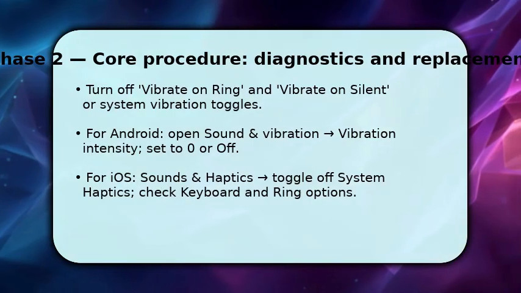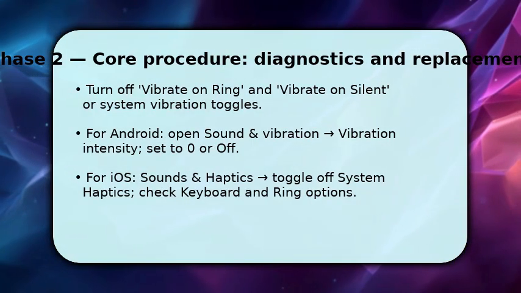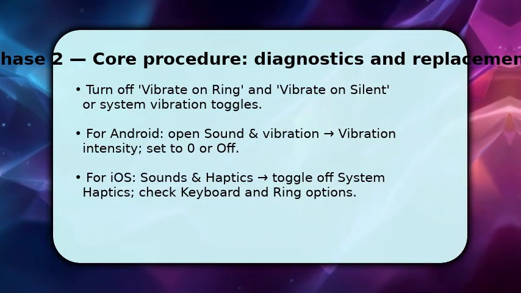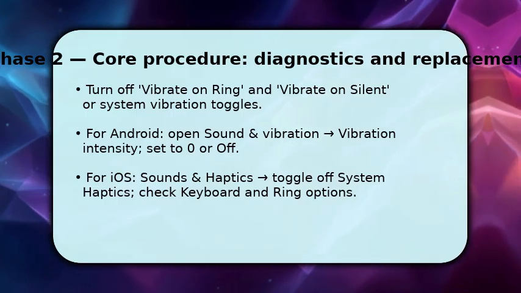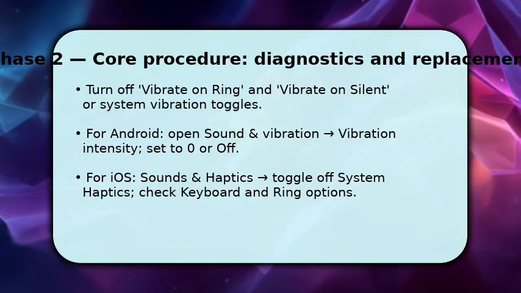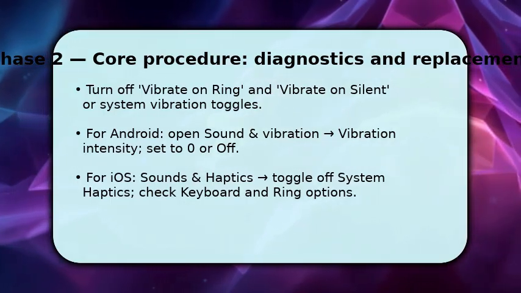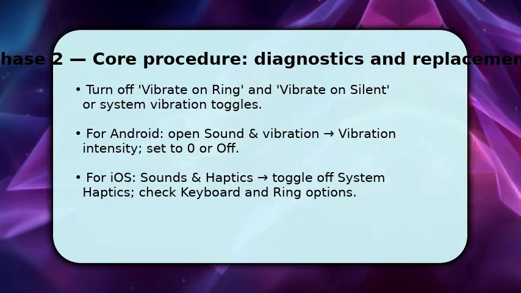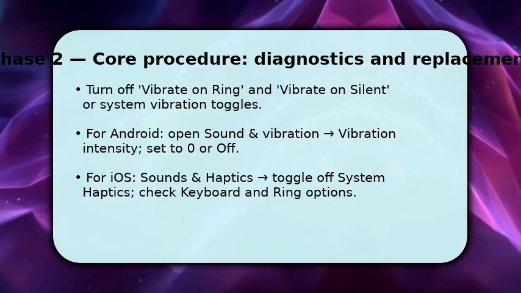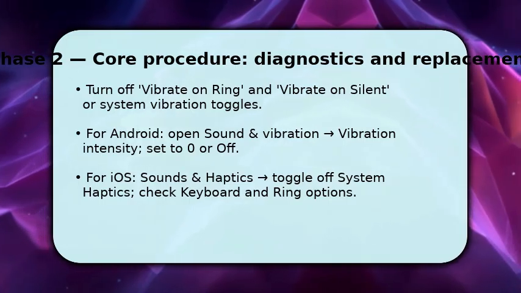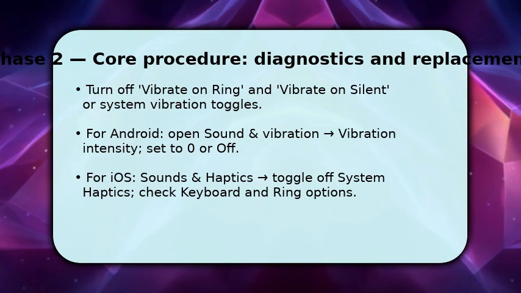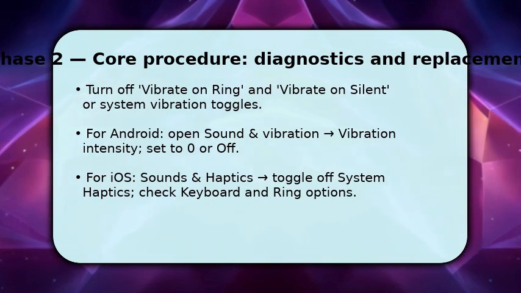You now disable global vibration so notifications stop vibrating across apps. On Android, go to Sound and Vibration and reduce vibration intensity to 0 or turn off Vibrate for calls and notifications. On iPhone, go to Sounds and Haptics and toggle off System Haptics, then disable Vibrate on Ring and Vibrate on Silent. Once done, make sure to test with a message or email. If you still feel vibration, proceed to app-level settings because some apps override system defaults.